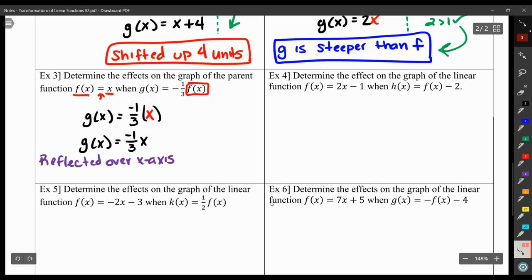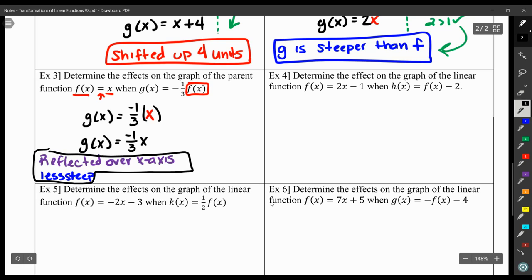Now, also, I can see that it went from a slope of 1 to a slope of a third. We took care of the negative already, so I'm going to kind of ignore that. So going from a slope of 1 to a slope of 1/3 is a smaller slope, which also makes the graph less steep. So not only was the graph reflected over the x-axis, it also became less steep than the original f of x. So there were actually two transformations here.